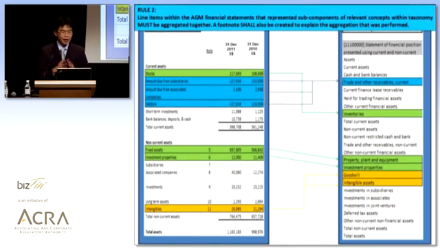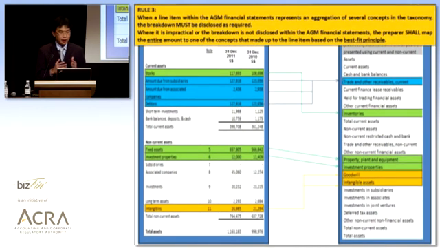The second rule states that if there are line items within your AGM financial statements that represent subcomponents of a relevant concept within the taxonomy, you will need to aggregate them together. So referring to the example which are highlighted in blue, you can see that the amount due from subsidiary, the amount due from associated companies, and debtors are actually subcomponents that can be classified under trade and other receivables current. So in this case, you will need to aggregate them together to be submitted as part of trade and other receivables. And when there are such aggregation, you also have to provide to us a footnote to explain what is being aggregated together.